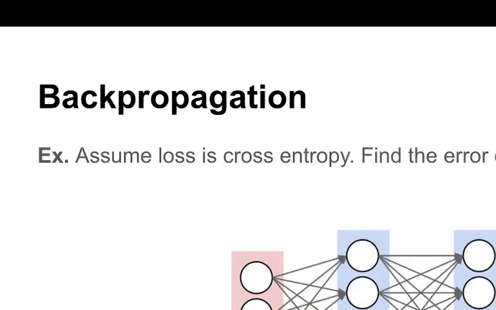So assume the loss is cross entropy. Find the error of a1,2 for the network below. So we just want to calculate ∂J/∂a1,2. So what you're doing is you're just calculating the error of this neuron right here. Okay? So let's do that on the board for a minute.